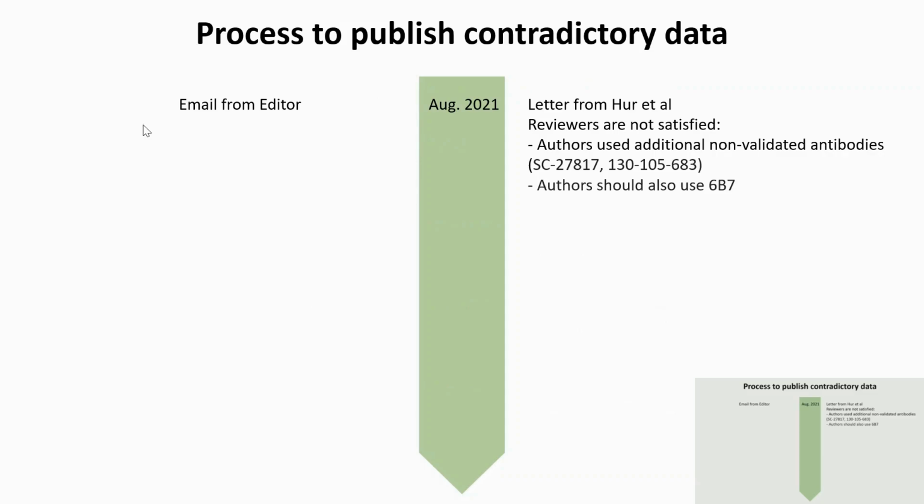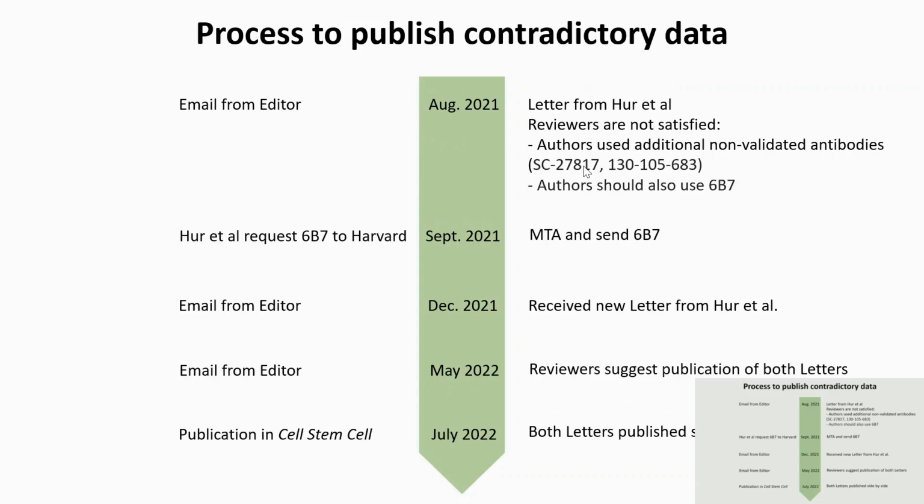It turned out that the reviewer didn't like it, mainly because Ur et al. used just more new, non-validated antibody to confirm their previous data. So we agreed that we would share the 6B7, however, we don't have the intellectual property. So to make a long story short, it took us more than a year to get both papers accepted and published in Cell Stem Cell.